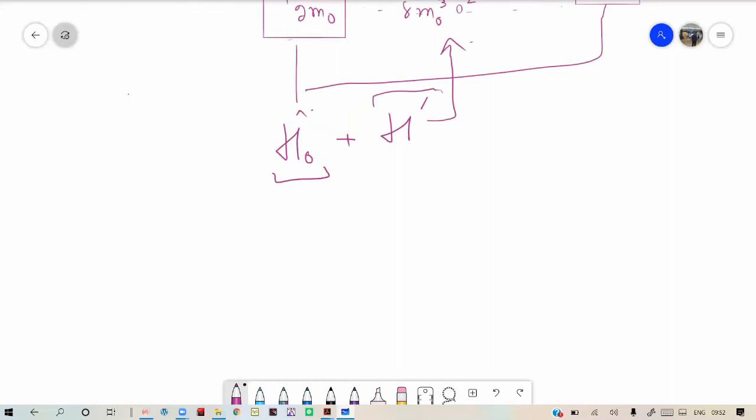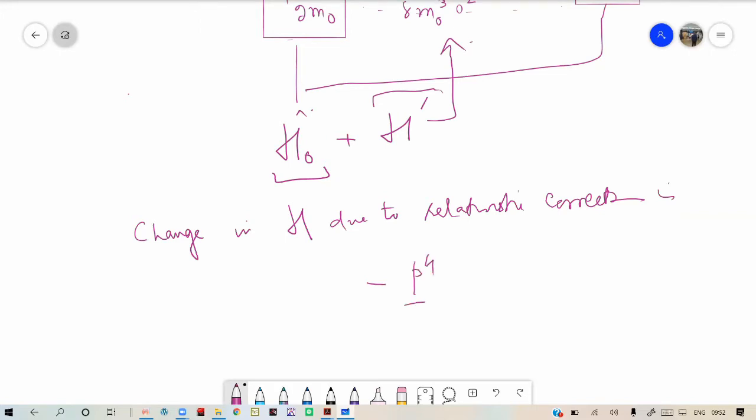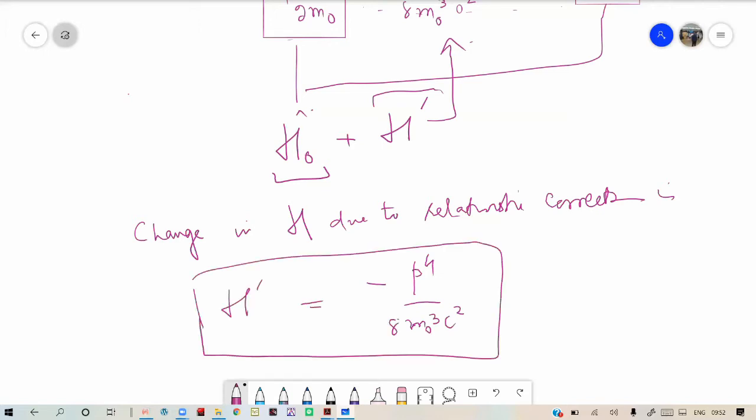That means the change in Hamiltonian H due to relativistic correction is minus p4 over 8 m cube c square. So this is actually H dash, the relativistic correction. So we have to find the energy shift because of this term.